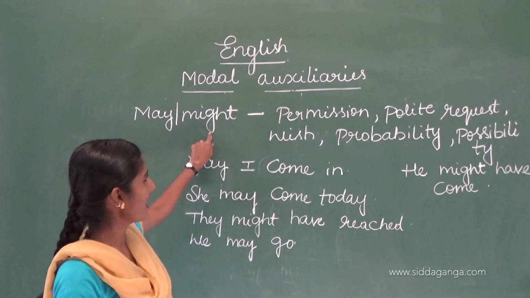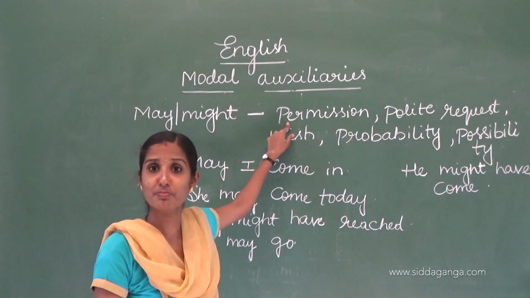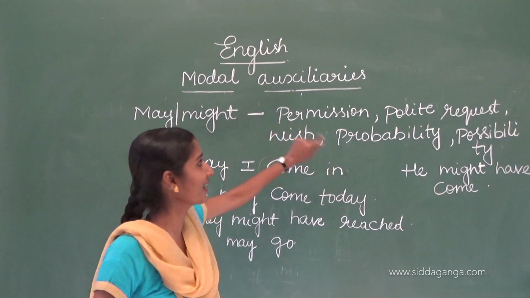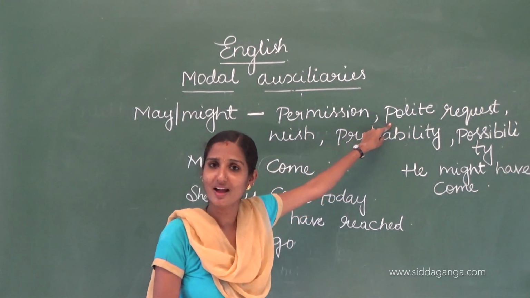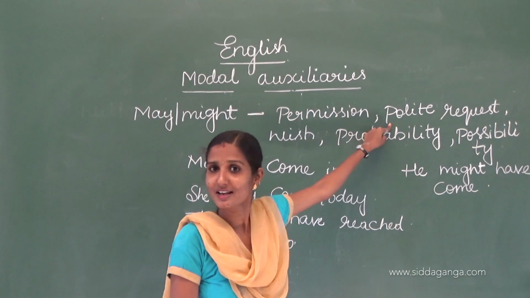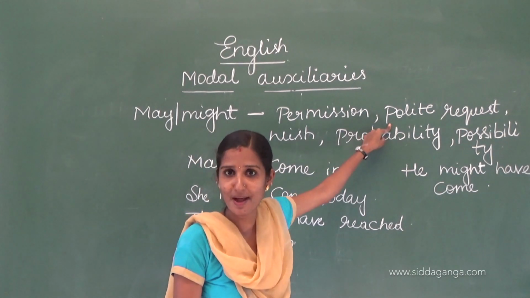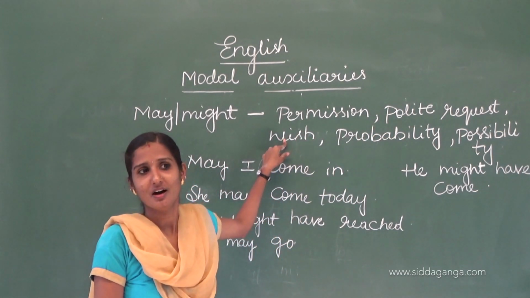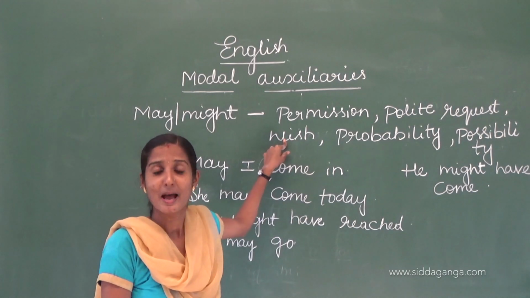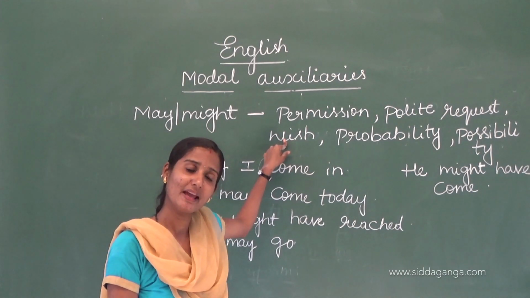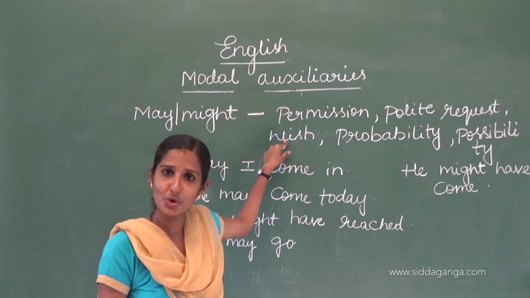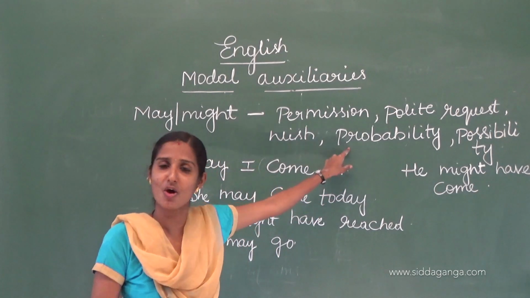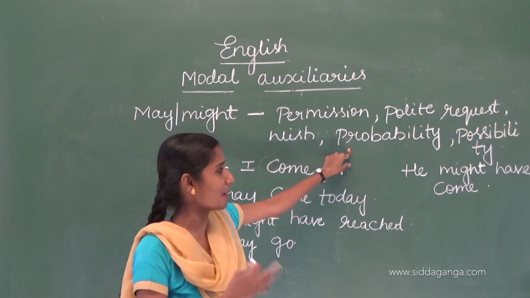Okay, may and might, what do they express? It asks permission. Yes, you may come, it gives permission. Okay, polite request, may I leave ma'am? You will ask, nanu ಹೊರಡಬಹುದಾ ma'am? May I leave ma'am? Polite request. Wish, may you be blessed with good marks. May God bless you. May God bless you with good marks. Okay, probability means it may or it may not. ಆಗಬಹುದು, ಆಗದೇನೂ ಇರಬಹುದು. Probability and possibility.